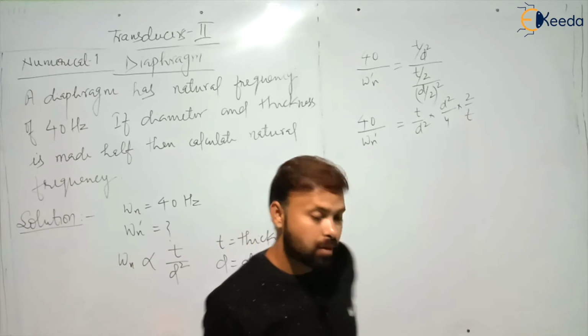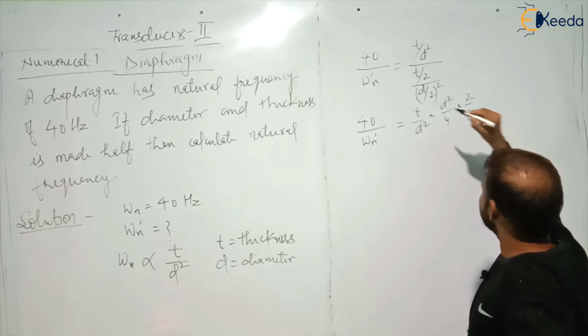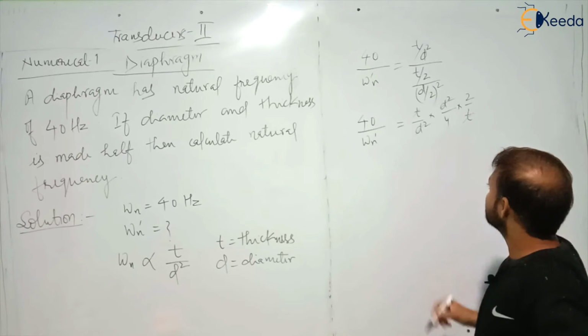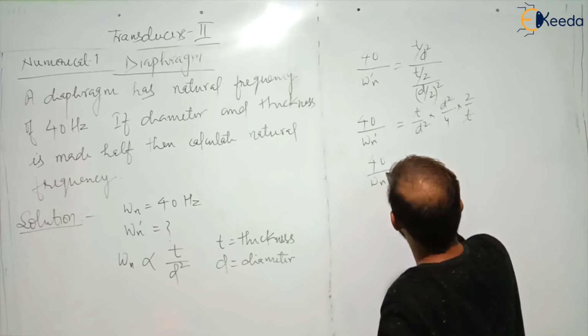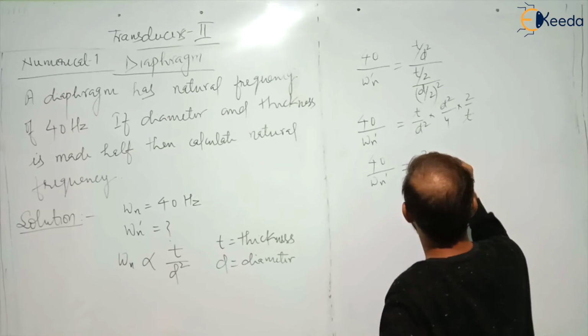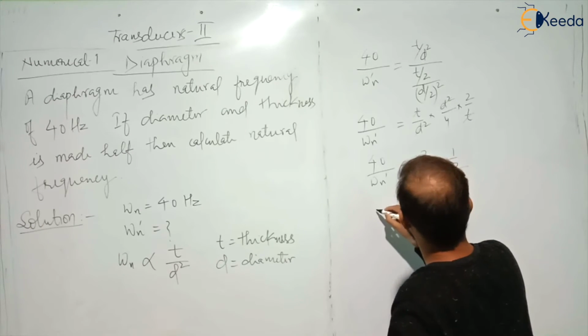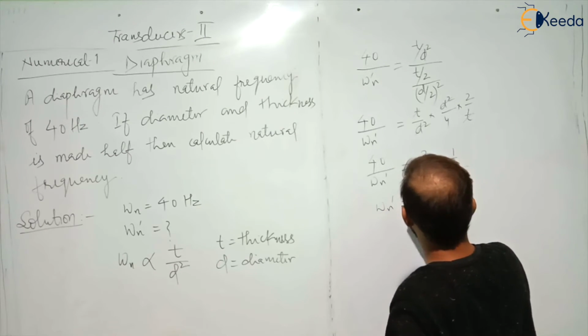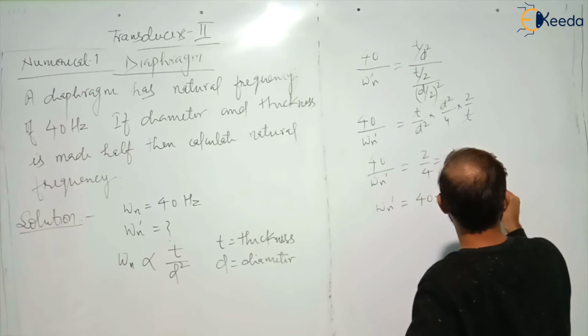Now, D square and D square will be cancelled out, T and T will be cancelled out. So, your 40 by omega n dash will be equal to 2 by 4, which is equal to 1 by 2. So, from here, omega n dash will be equal to 40 into 2. So, it will be 80 Hertz.